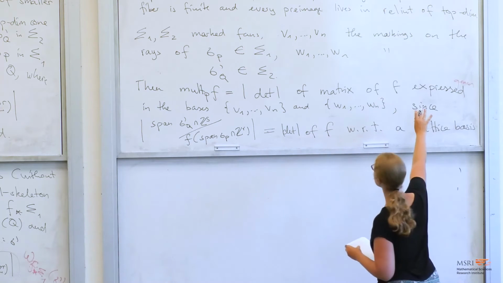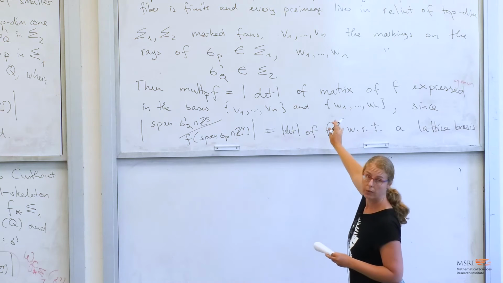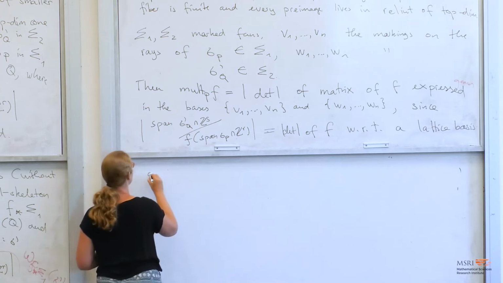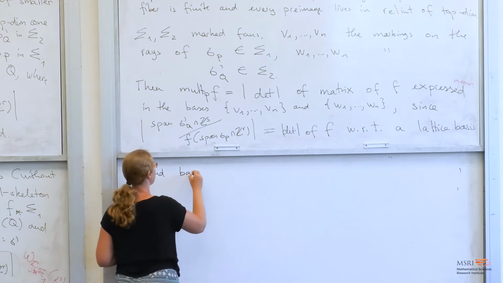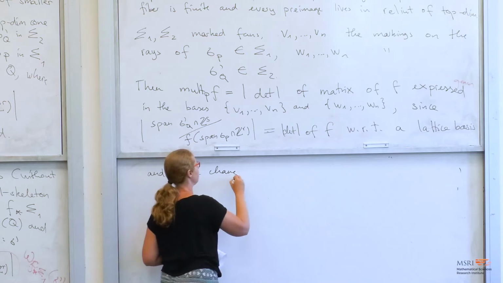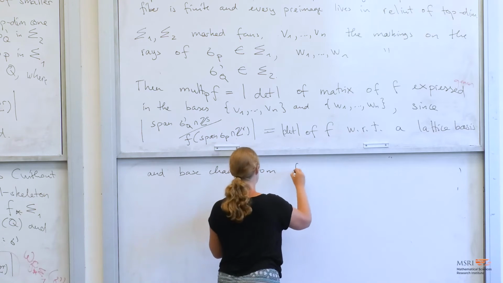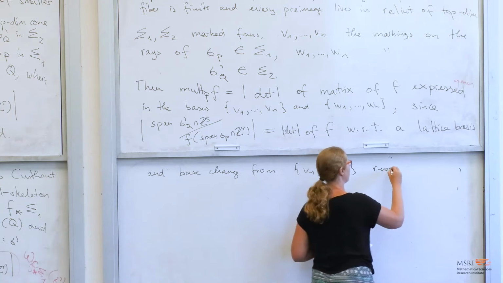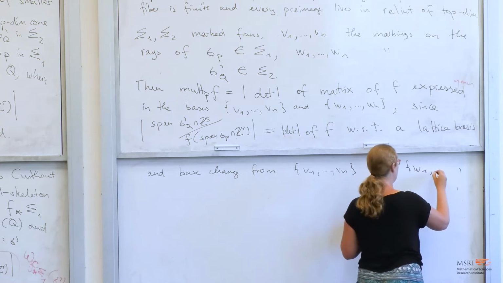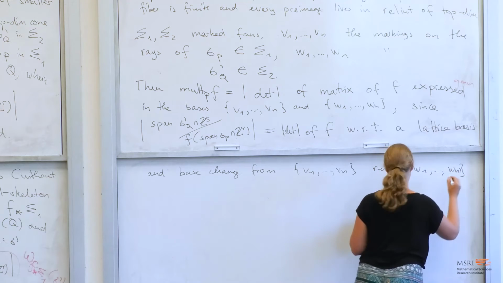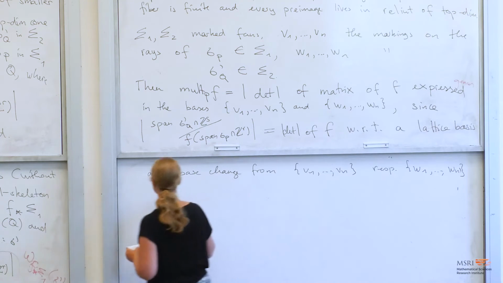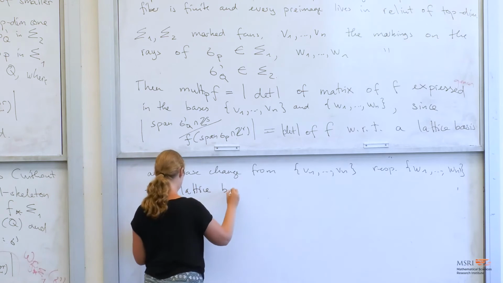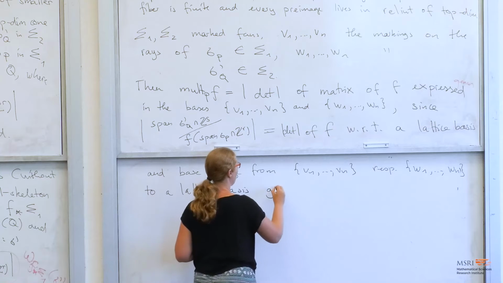But now here we didn't take lattice bases. We took those marked rays, which do not generate the lattice, but we can base change from those to a lattice basis. And base change from V1 up to Vn, respectively W1 up to Wn, to a lattice basis, what does it give us?